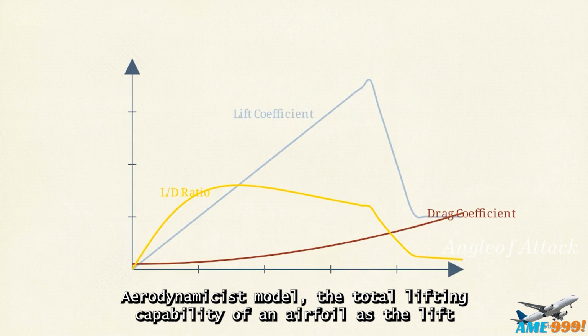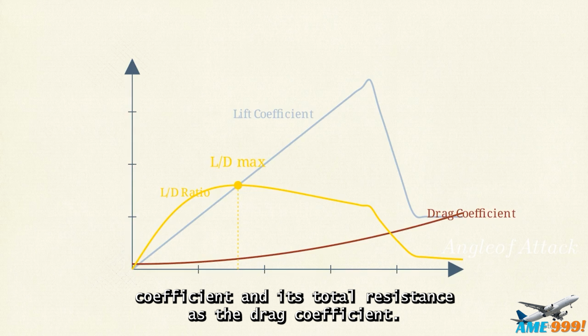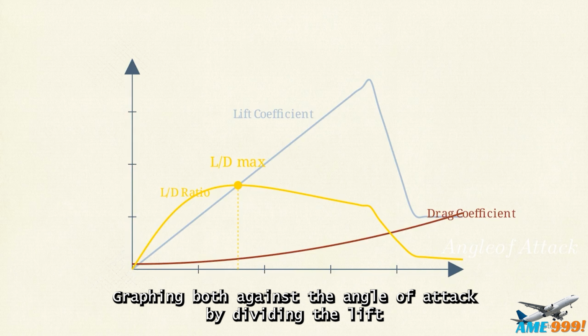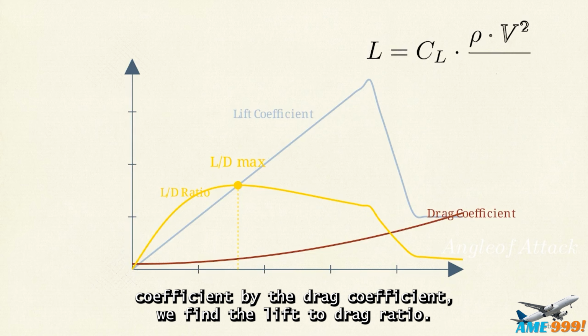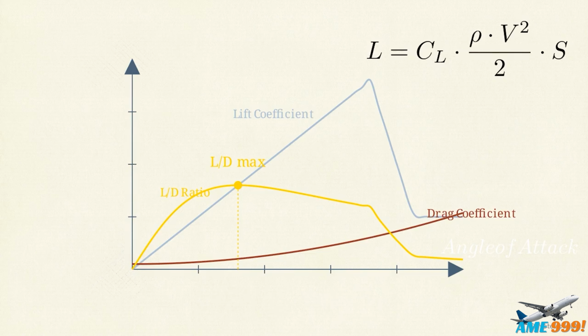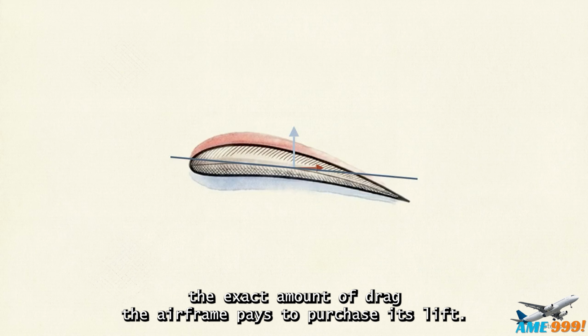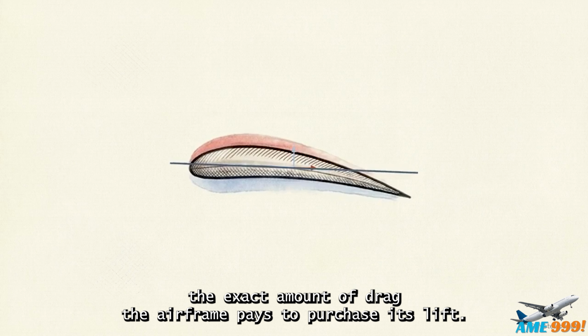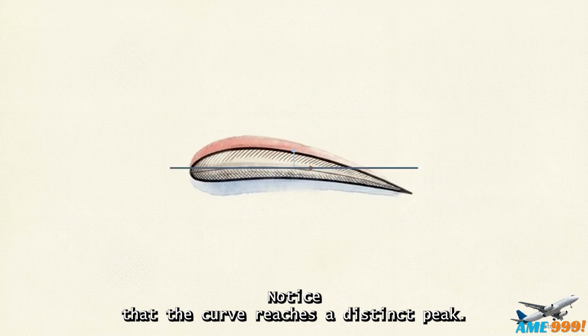This chart plots out the complex variables of fluid dynamics. Aerodynamicists model the total lifting capability of an airfoil as the lift coefficient and its total resistance as the drag coefficient, graphing both against the angle of attack. By dividing the lift coefficient by the drag coefficient, we find the lift-to-drag ratio. This curve represents the airfoil's efficiency, the exact amount of drag the airframe pays to purchase its lift. Notice that the curve reaches a distinct peak.